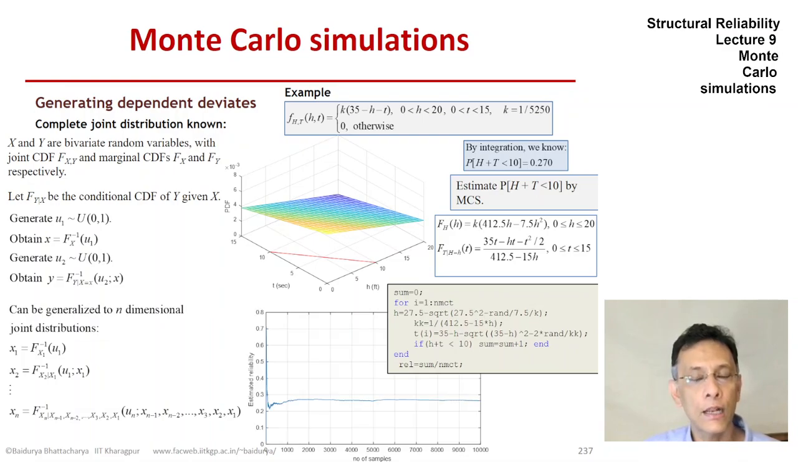And if we do it enough number of times, we actually should be able to come close to the answer that we already know. And what you see here is such an exercise. So with increasing number of samples, we see that the estimated reliability does indeed converge to somewhere like 0.27.